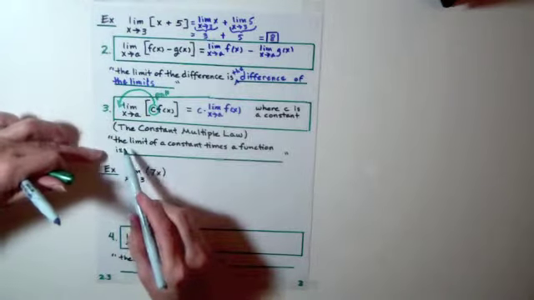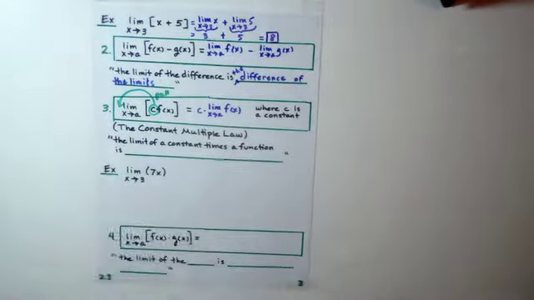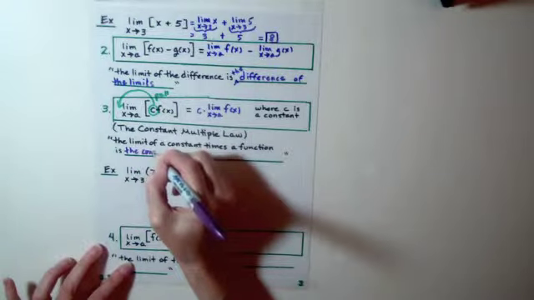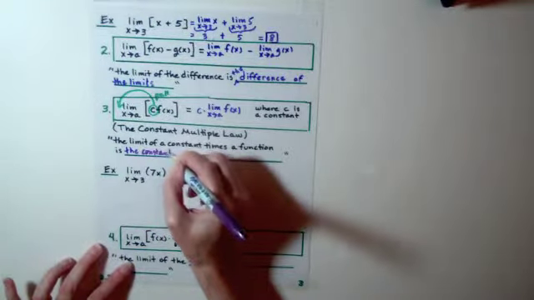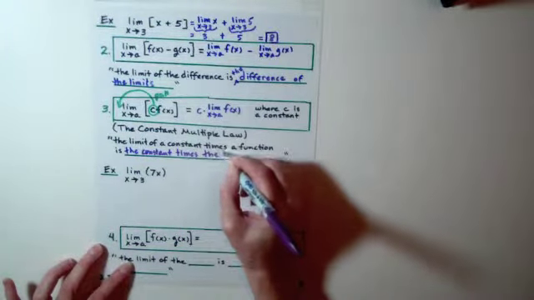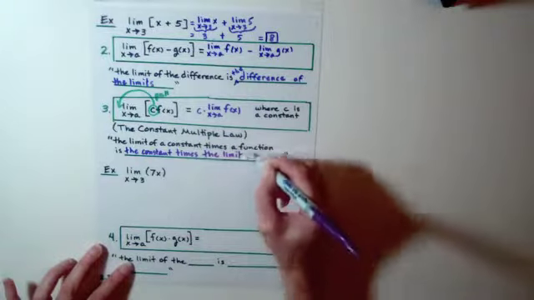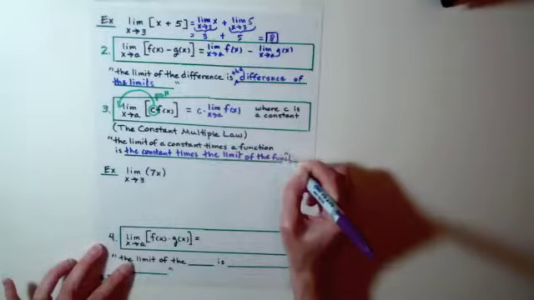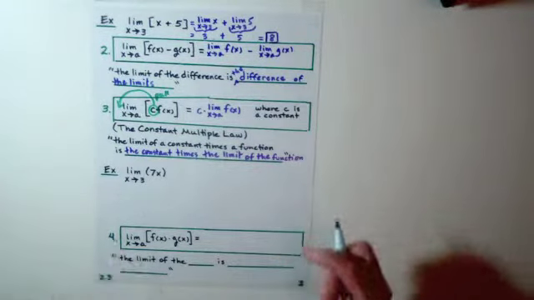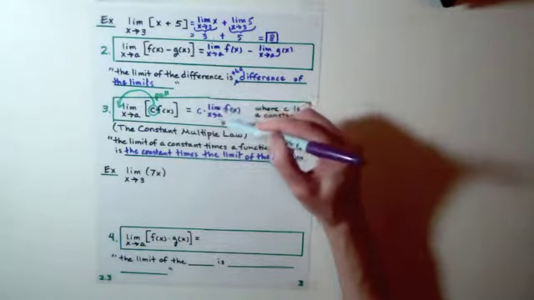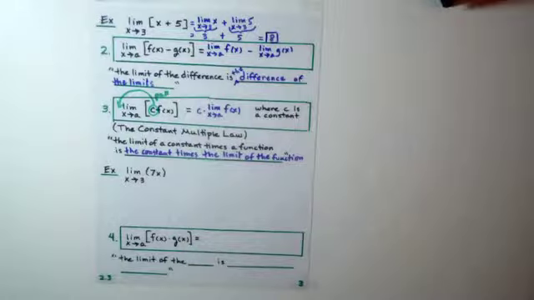And in words, we say the limit of a constant times a function, let's see if we can fill that in, is the same as the constant times the limit of the function. So the limit of a constant times a function is the same as the constant times the limit of just that function f of x. Let's try it with an example. I think it will make more sense.